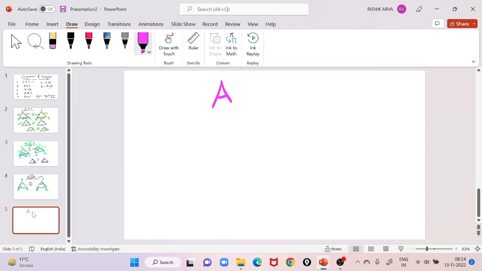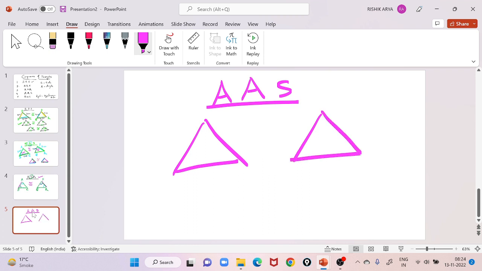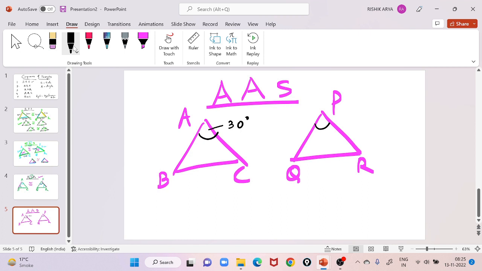Angle side angle we have already discussed. Now coming to angle angle side. Now we are taking just two triangles. Let us suppose this is triangle ABC and this one is triangle PQR. Now what does angle angle side mean? For example, this angle A is equal to angle P. Both angle measurements are the same. This is 30 degrees. This is also 30 degrees. Fine.